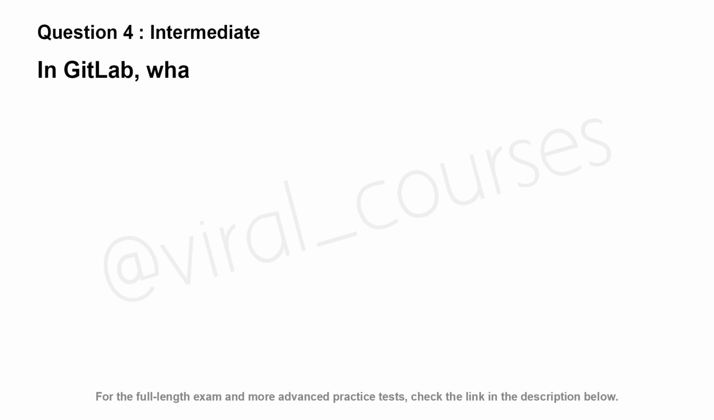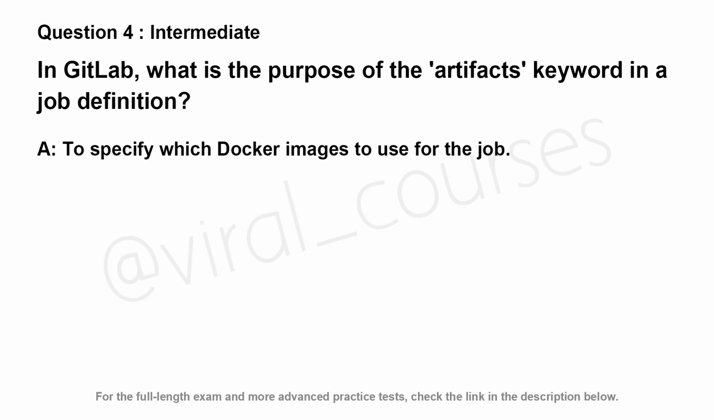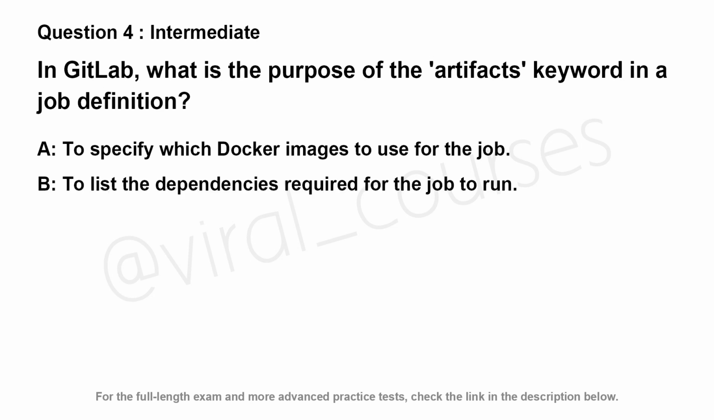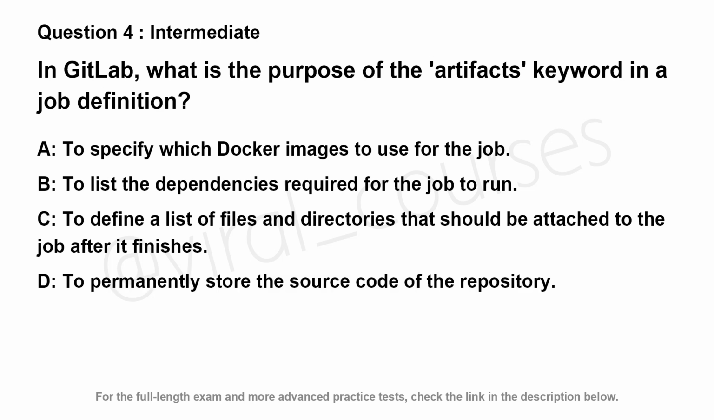In GitLab, what is the purpose of the artifacts keyword in a job definition? Option A. To specify which Docker images to use for the job. Option B. To list the dependencies required for the job to run. Option C. To define a list of files and directories that should be attached to the job after it finishes. Option D. To permanently store the source code of the repository.